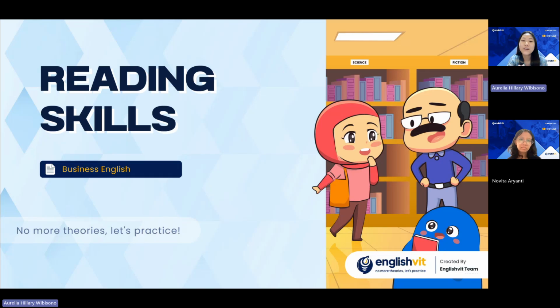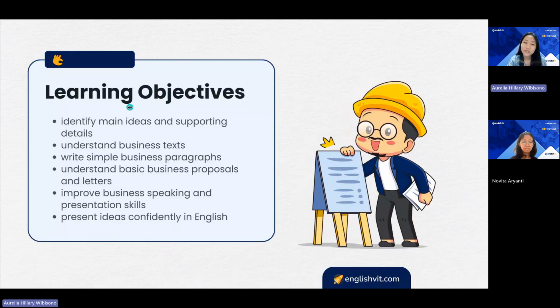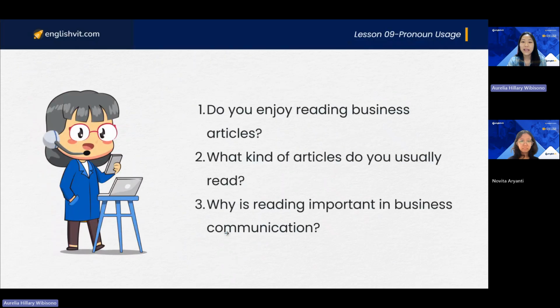The core theories for reading skills, and I think you will master it in a second. So, the objective is to identify main ideas, supporting details, understand business texts, business paragraphs, basic business proposals and letters, improve business speaking and presentation skills, and present ideas confidently in English.